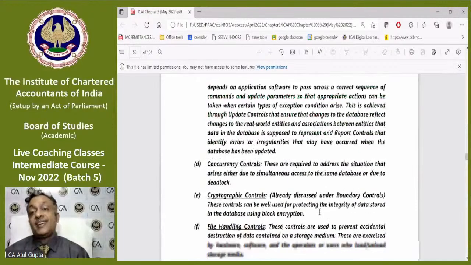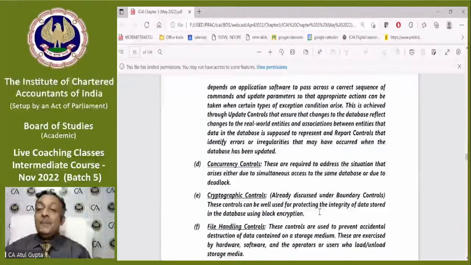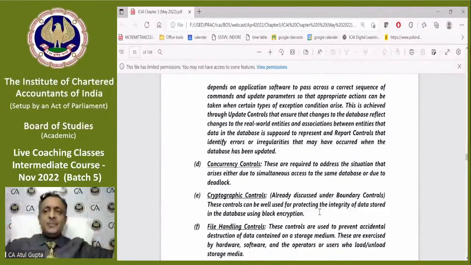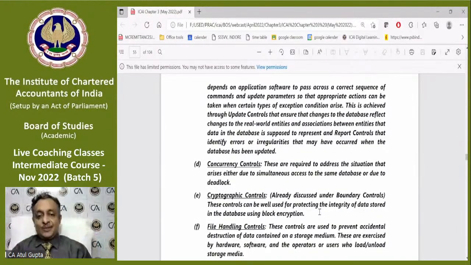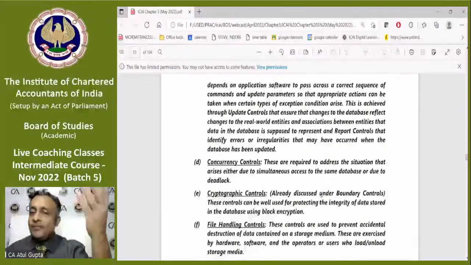And this is important, concurrency. Because database is a shared resource. Shared means hundreds and thousands of people use it. So there is a chance that the same resource is being accessed by more than one person. So how to resolve this conflict? That control is concurrency control. Cryptography, we have talked about.